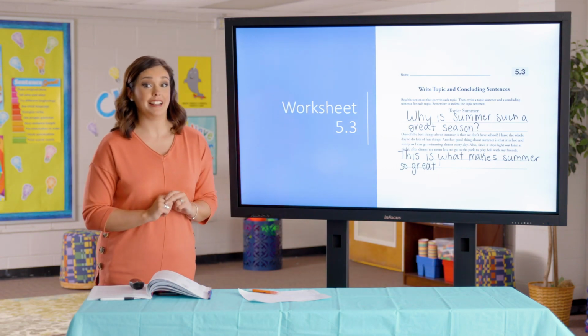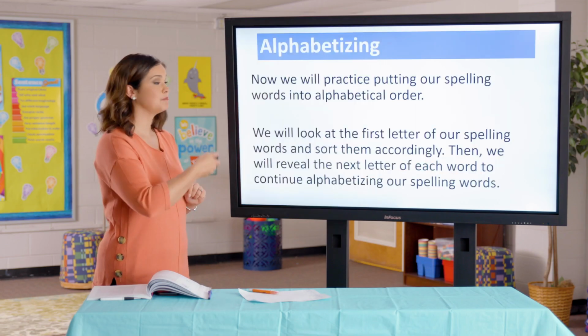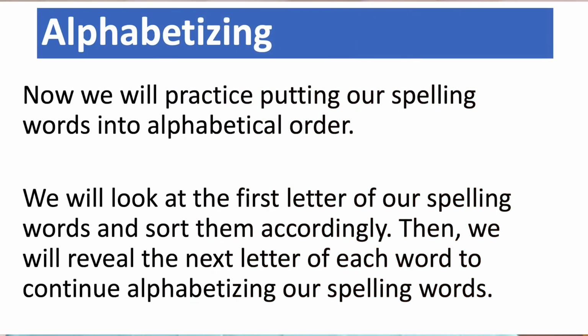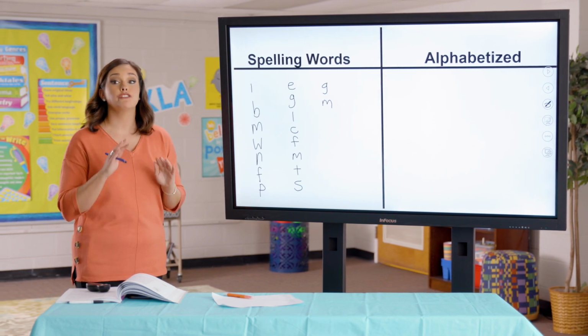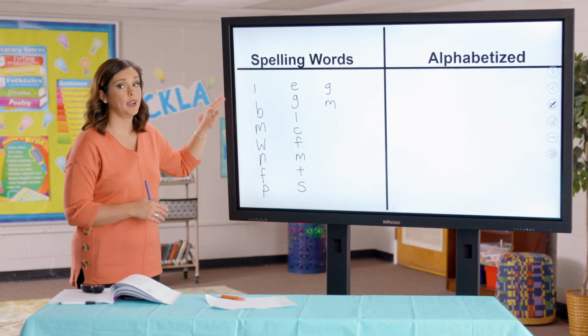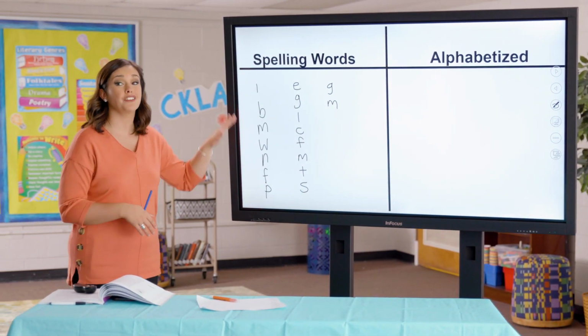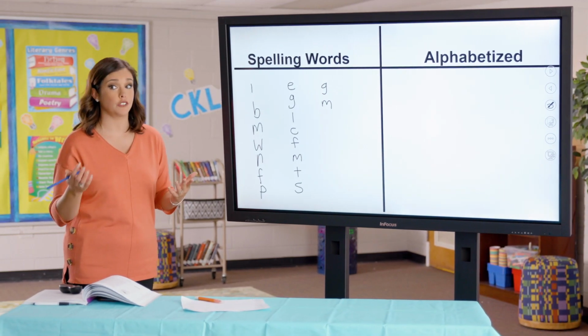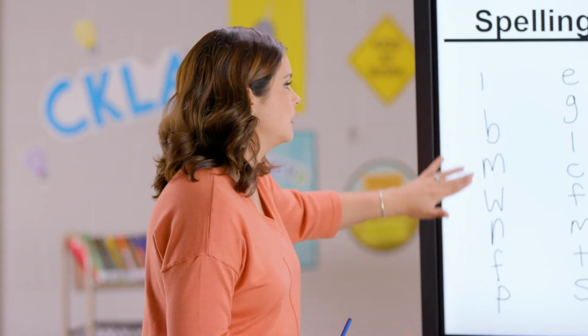Now it's time for us to practice alphabetizing our spelling words. We're gonna look at the first letter of our spelling words and sort them. And then we'll look at the next letter of the spelling words to continue sorting them. On the board, we have the first letter of our spelling words already revealed, and we're gonna sort them by the first letter of the words first. So take a look at our letters.